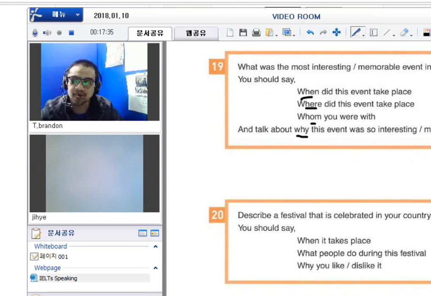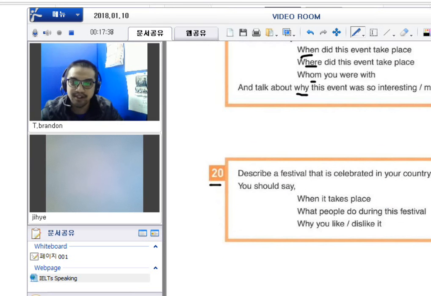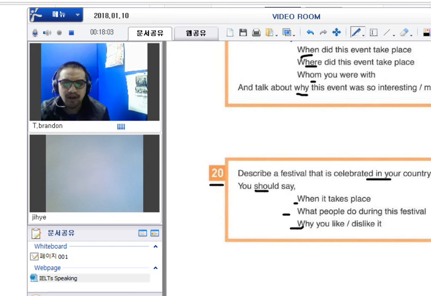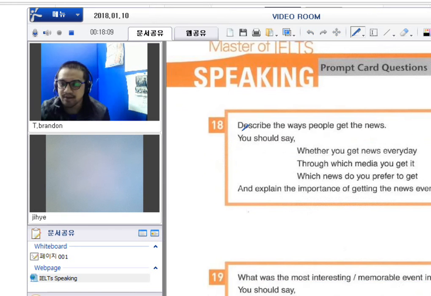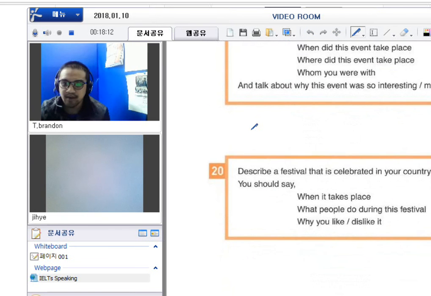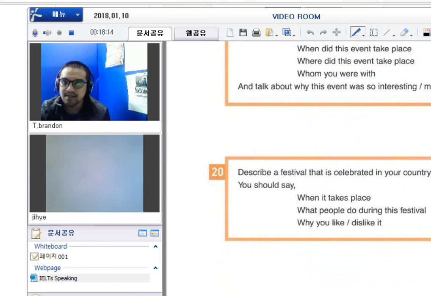Okay, let's do it on the 20th question. Let's try to use this same pace that I'm doing right now. I think this should be the pace that you should try to follow. So let's try to do this. Describe a festival that is celebrated in your country, when and what people do during this festival, and why you like or dislike it. Okay, let's try to do this. I will give you another minute, and your 1 minute starts now.